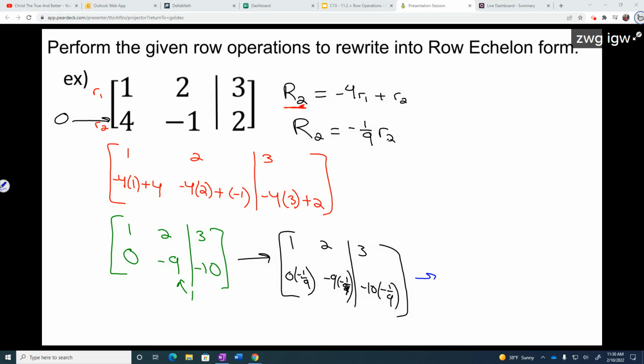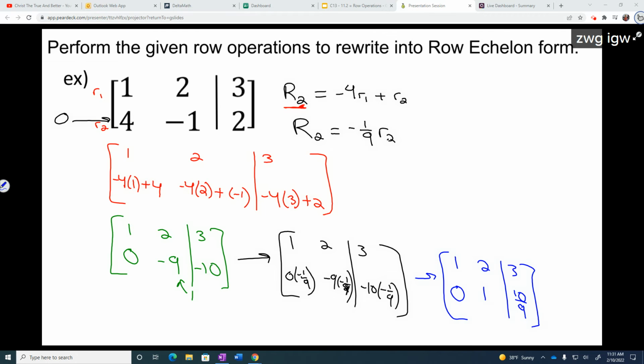And then our new matrix, we're going to keep the top row. 0 times anything is 0. So that's why we changed this one to a 0 first. 0 doing a 0. Negative 9 times negative 1/9 turns out to be 1. And then negative 10 times negative 1/9 just becomes 10/9. Negative, same thing. So we're done. That's row echelon for you.